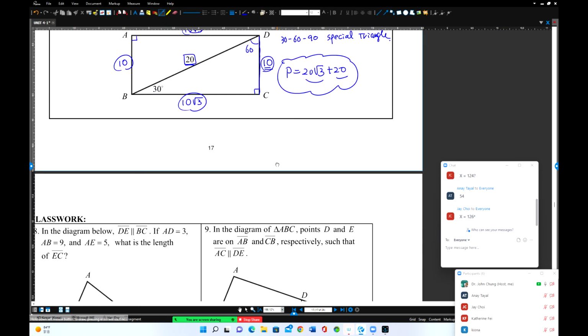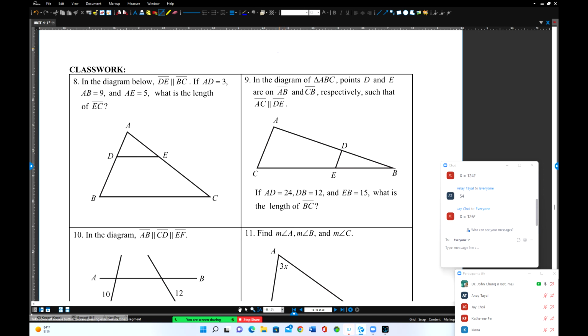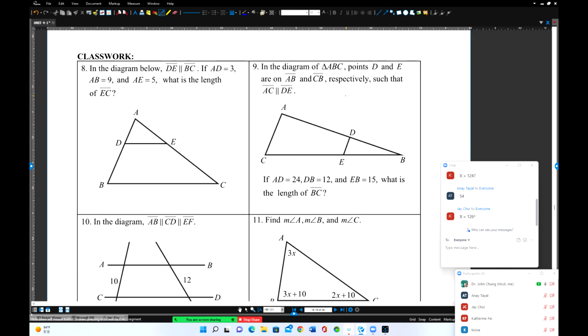It's okay, right? A little more classwork over here. In the diagram below, DE and BC are parallel. DE and BC are parallel. That means what? Triangle ADE and triangle ABC are similar. Now we can apply the side splitter theorem.